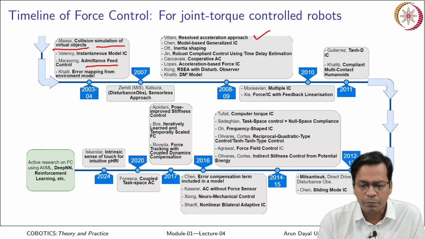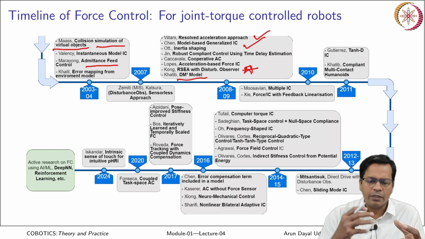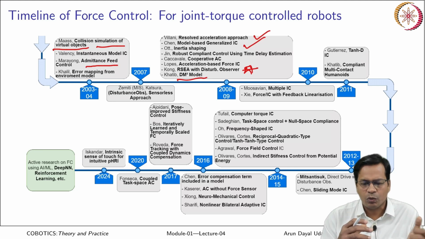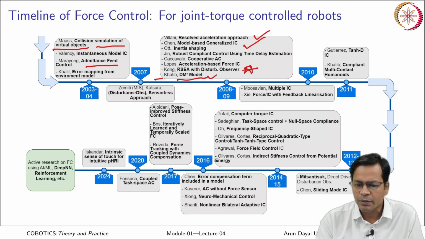acceleration approach, model-based generalized impedance controller came in, rotary series elastic actuator and disturbance observer came in here. This is again a very good model which was there, and the DM square model, when parallel motors were used at a joint with high and low frequencies, was given by Khatib and team from Stanford. That is again a very important thing which was given.